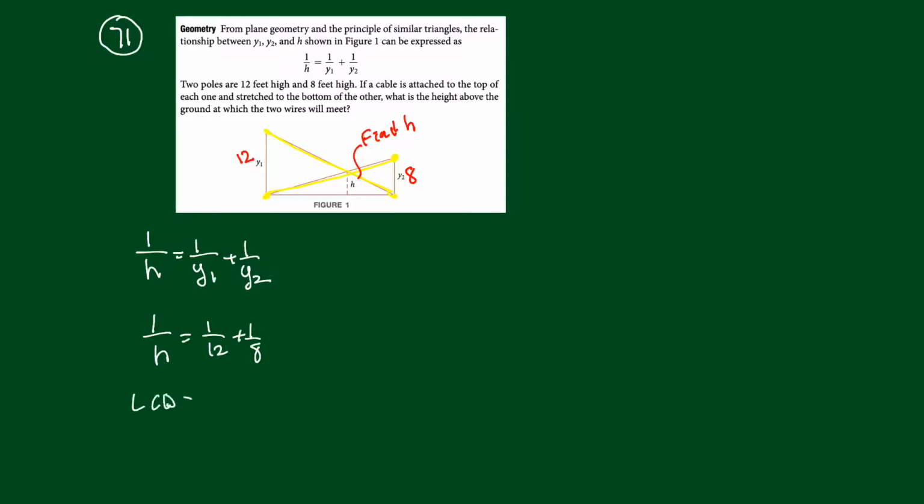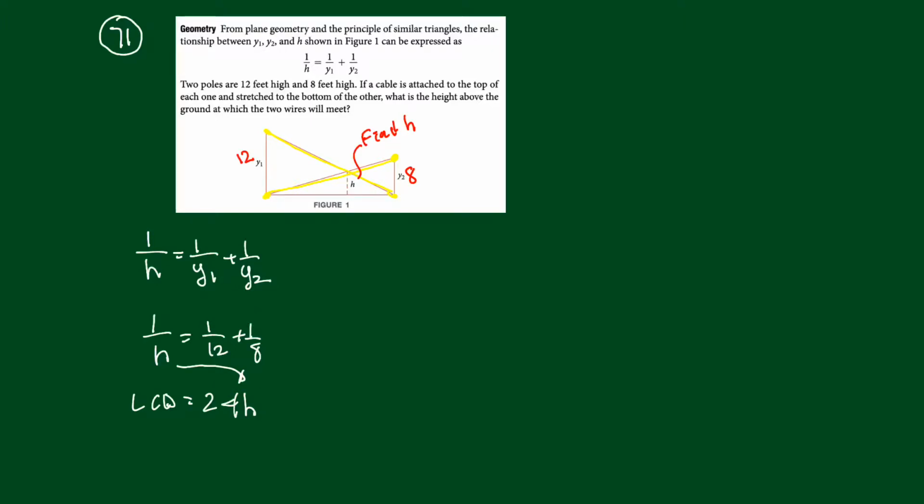What's the LCD here? What's the smallest number 12 and 8 divide into? I'm thinking it's 24. And an h, right? We don't want to forget that h. H is one of those denominators. We've got 8, 12, and h. So what's the smallest quantity that 12, 8, and h divide into? 24 and h.